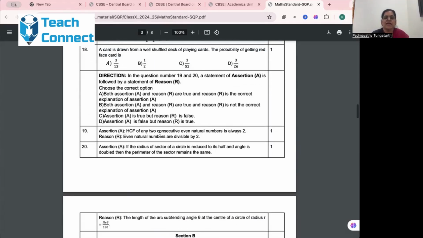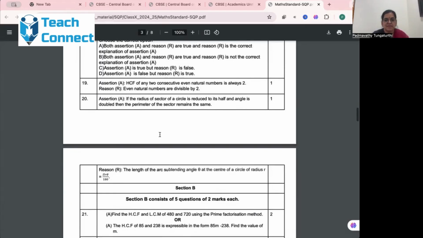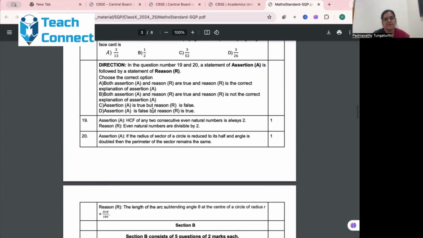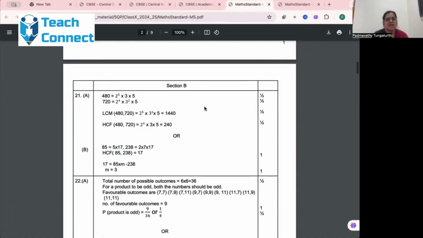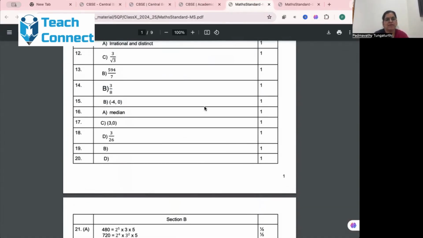Then, in this section A, there is also an assertion reasoning section. The assertion is that the HCF of any two consecutive even natural numbers is always 2, highest common factor, and the reason is that even natural numbers are divisible by 2. For this question, the student has to find out the right answer for the assertion reasoning part.